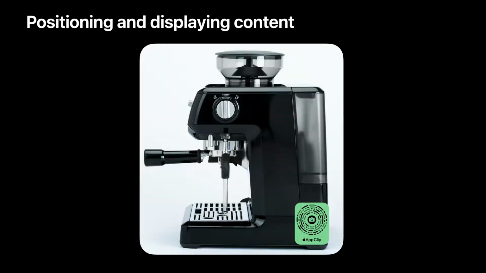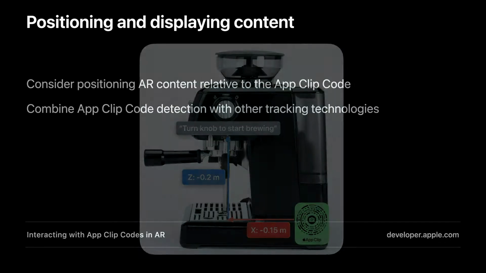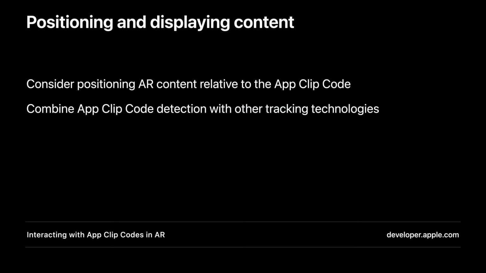However, depending on your use case, the app clip code itself might not be the best place to display the content. So, for example, you could position the content nearby the app clip code with a fixed relative position. This works well when the app clip code is printed on an object, say a coffee maker, and you want to display the virtual instructions on how to operate it on top of the machine's buttons. Or you could combine app clip code tracking with other tracking technologies supported by ARKit. For example, image tracking. Let's take a look at an implementation of that.